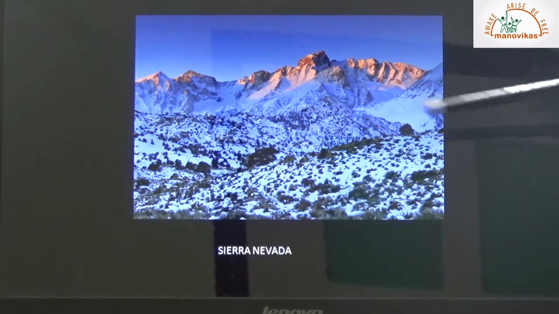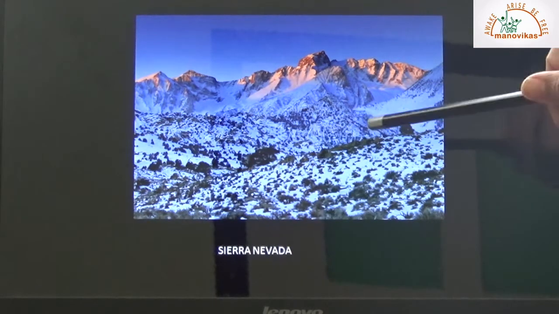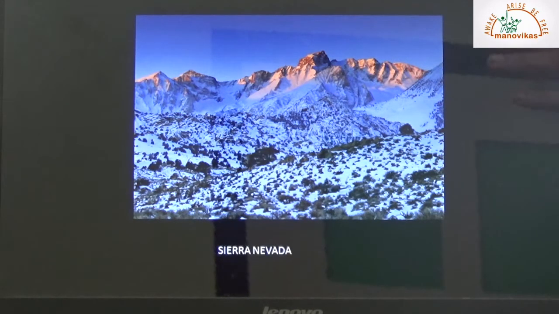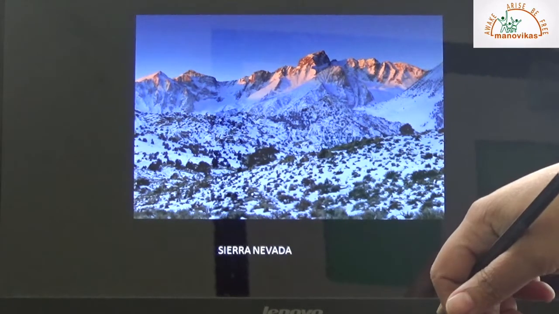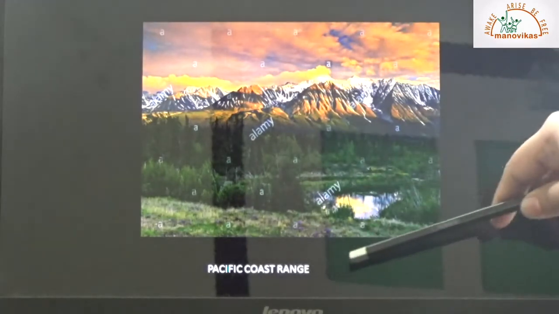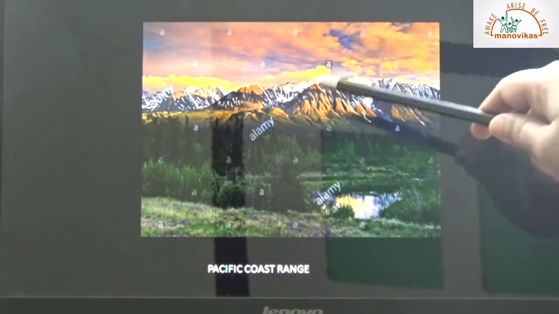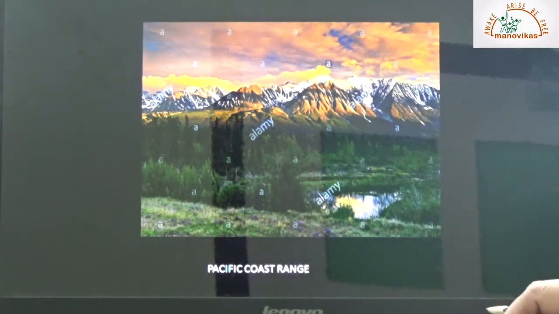If you see these mountain ranges, a part of this mountain range is covered with snow, and that is because of the height. Due to normal lapse rate, as you go higher and higher, temperature drops down. So these mountain ranges at higher altitude experience snowfall. Okay, then you have Pacific Coast Range. Here also you can see in some places the snow clad mountain ranges.